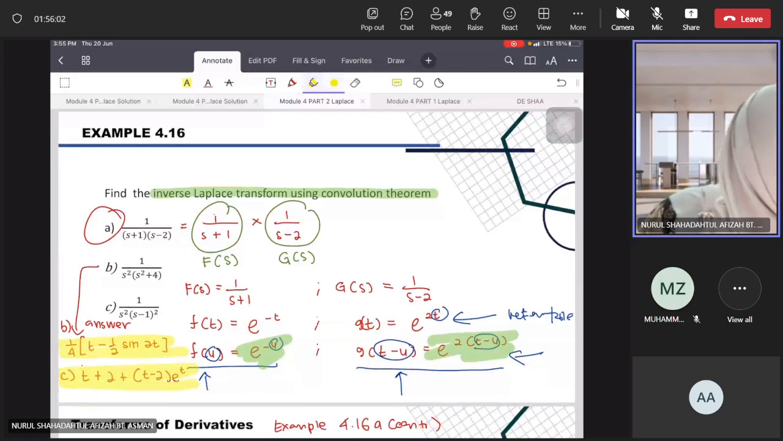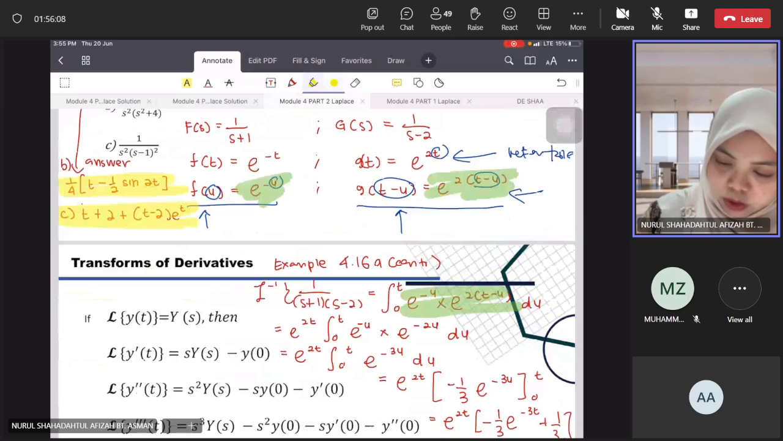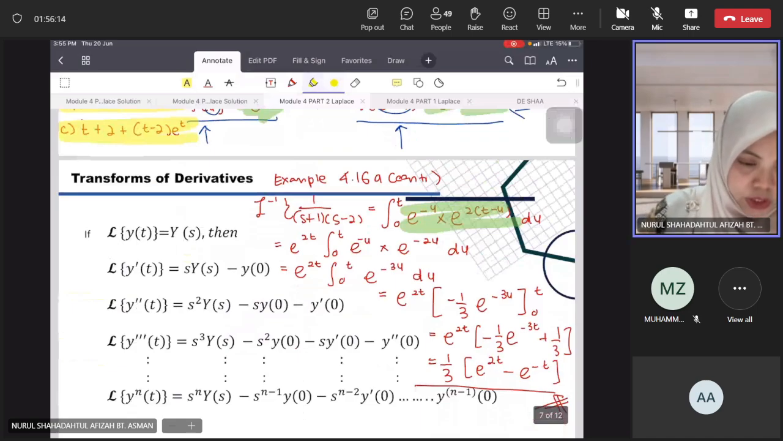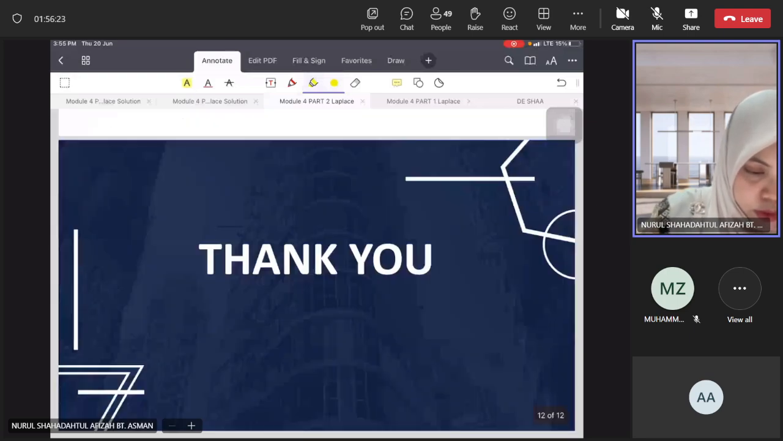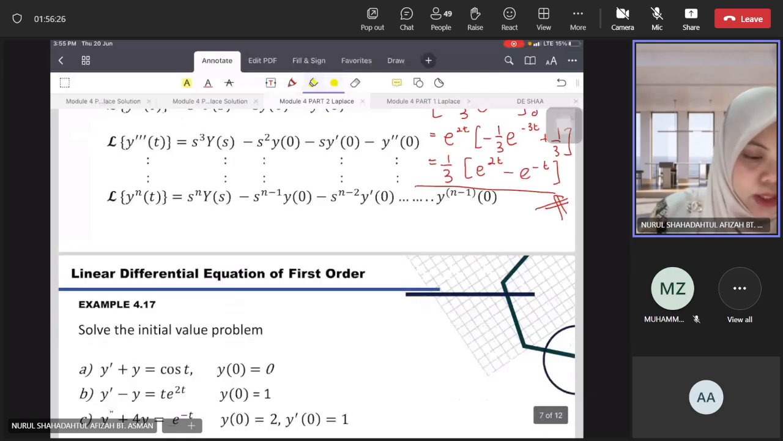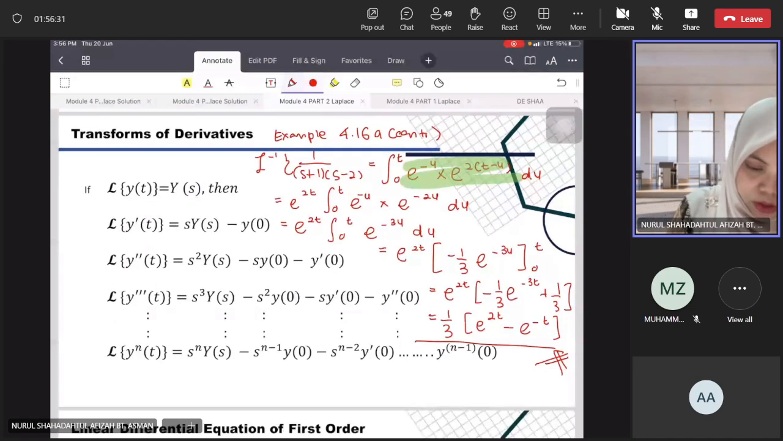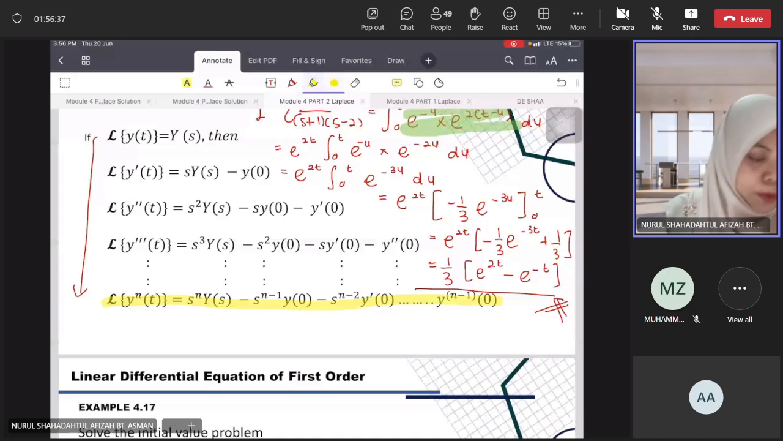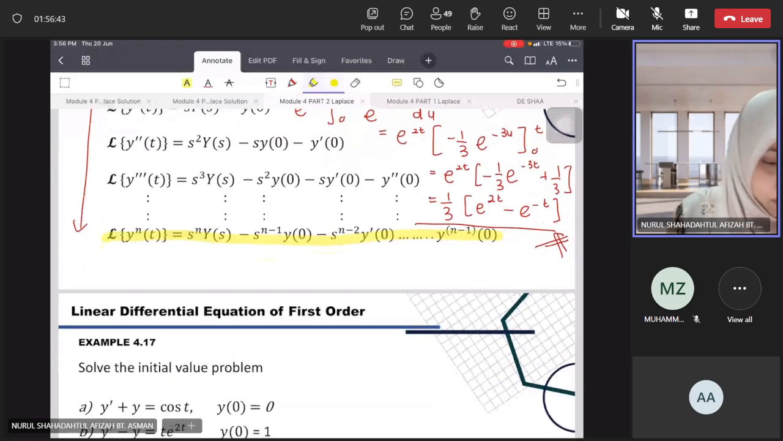Okay, so I think we have around 5 minutes. We have only one subtopic, which is the transform of derivatives. This is the transform of derivative, which starts from y(t), and then the transform. I think we can just proceed to example 4.17, which is to solve the initial value problem.